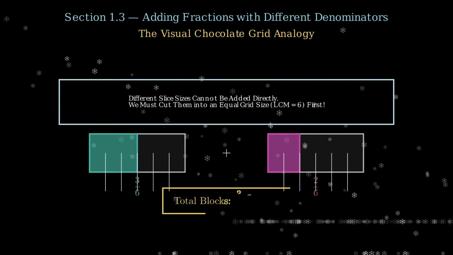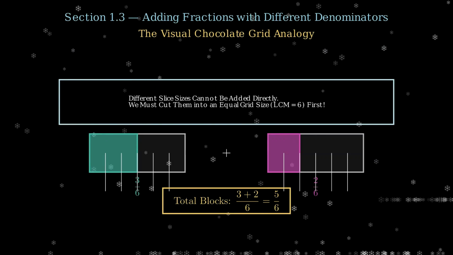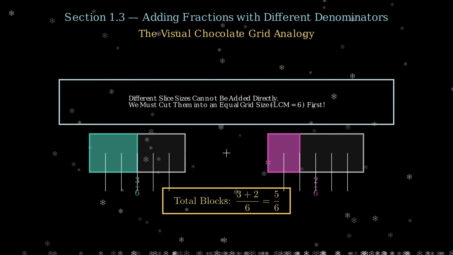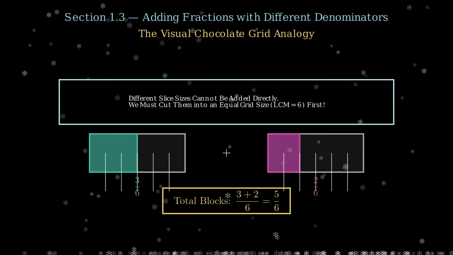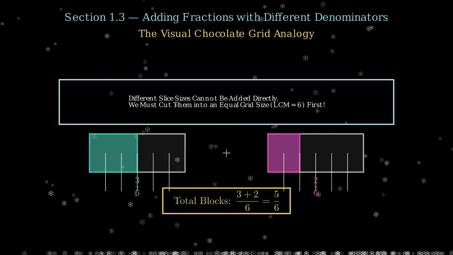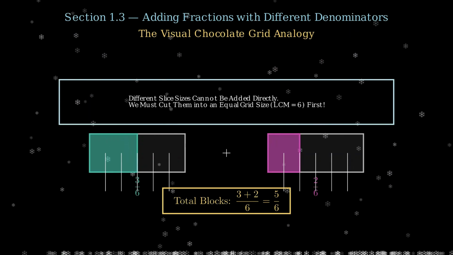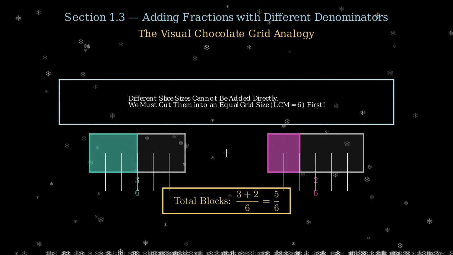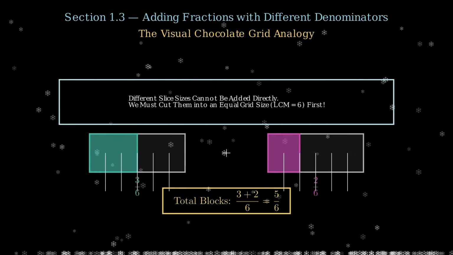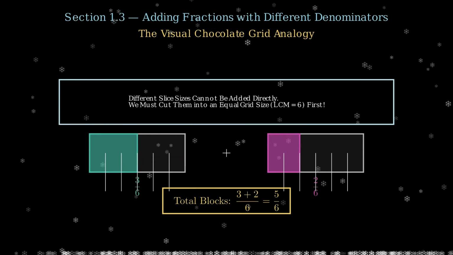Imagine one bar split into 2 large pieces and another bar split into 3 medium pieces. You cannot easily add 1/2 and 1/3 because their slice sizes are totally different. To solve this, we draw a new grid, cutting both bars into 6 tiny equal blocks. Now, 1/2 becomes 3 blocks and 1/3 becomes 2 blocks. With the exact same block sizes, we can finally add them together to get 5 blocks out of 6.